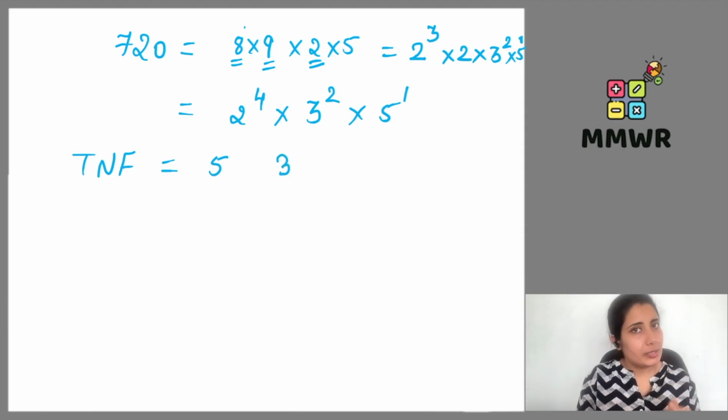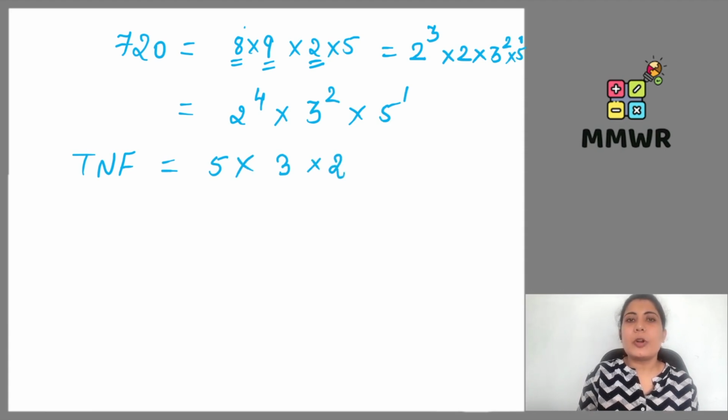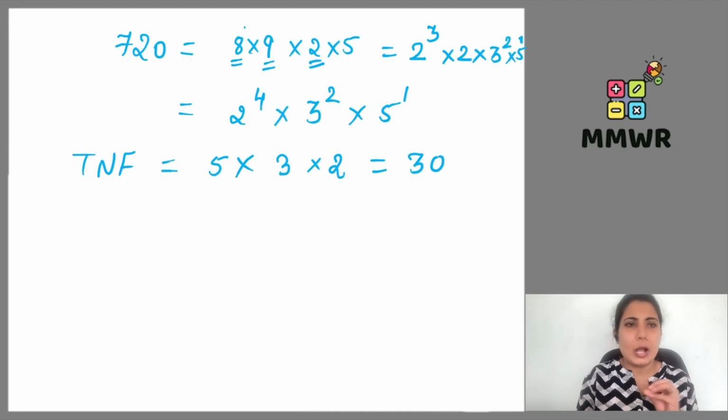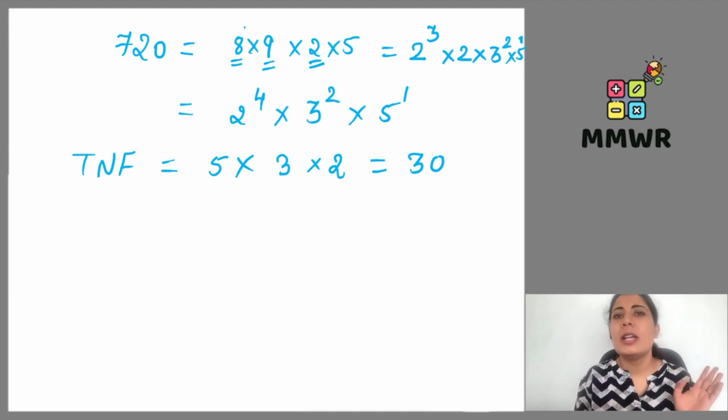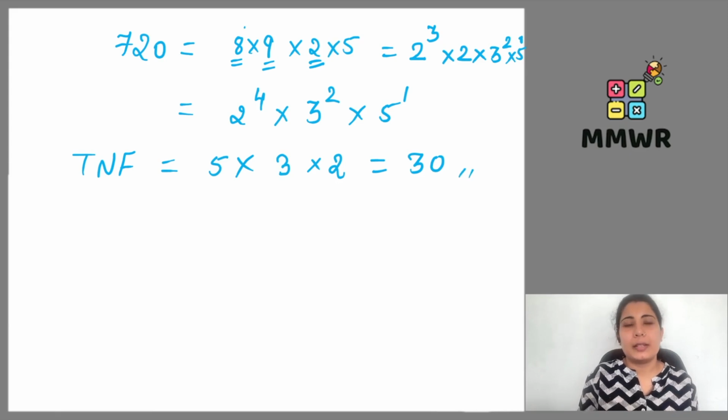So I'll make it 2 plus 1, 3, and 1 is there in the power of 5, so 1 plus 1, 2. I simply have to take the product. 5 3s are 15, 15 2s are 30. Okay, 2 3s are 6, 6 5s are 30. However you calculate, you will be getting the same answer. So total number of factors are 30.